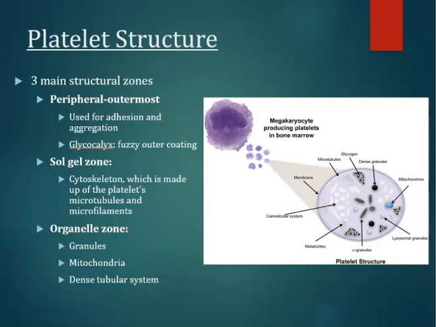Then there's the sol-gel zone, which is the cytoskeleton, made up of the platelet's microtubules and microfilaments. And then there's the organelle zone, the area inside that holds all the granules, things like the mitochondria and the dense tubular system. You can see on the image where the outside edge of the megakaryocyte's cytoplasm is being pinched off to form the platelet, and then a zoomed-in image of what the organelles and things inside the platelet look like.